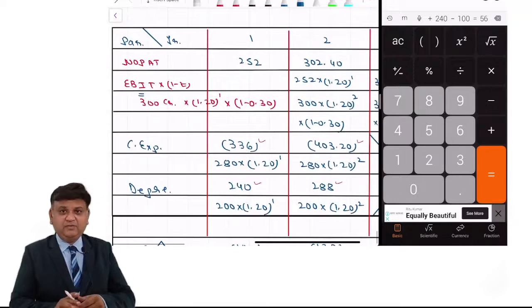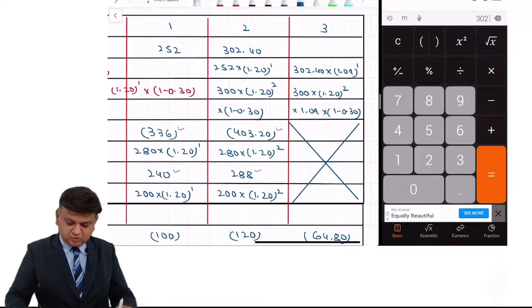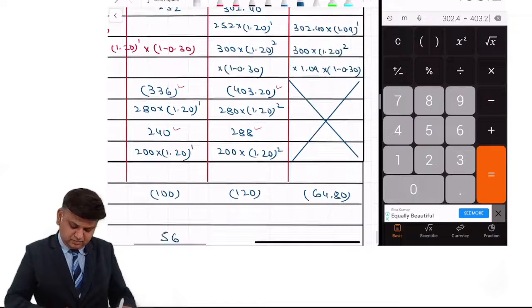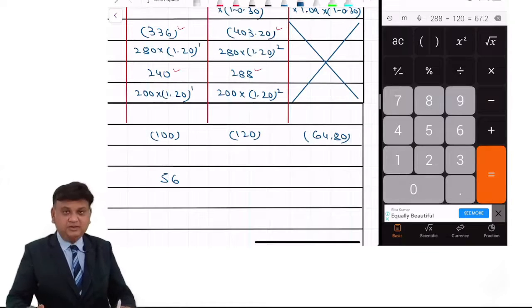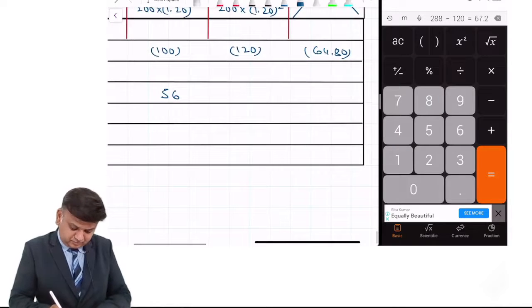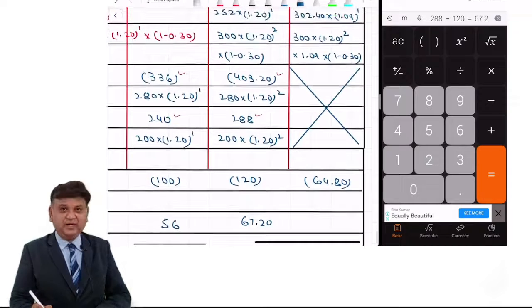Second year, the same working will be repeated. In that, 302.4 minus 403.2 plus 288 minus 120, that comes to 67.2. That is the way second year free cash flow for the firm will be calculated.